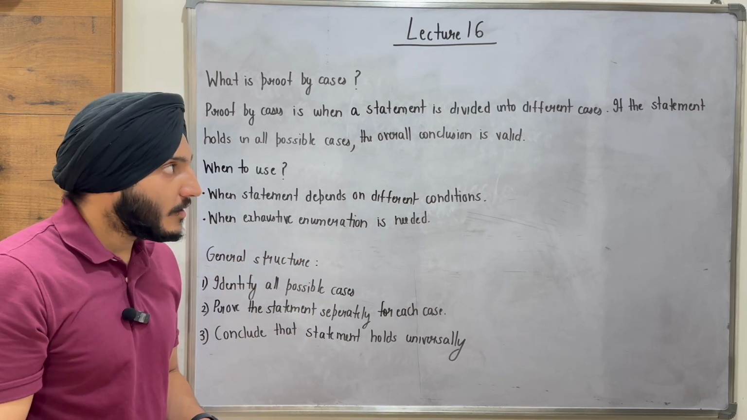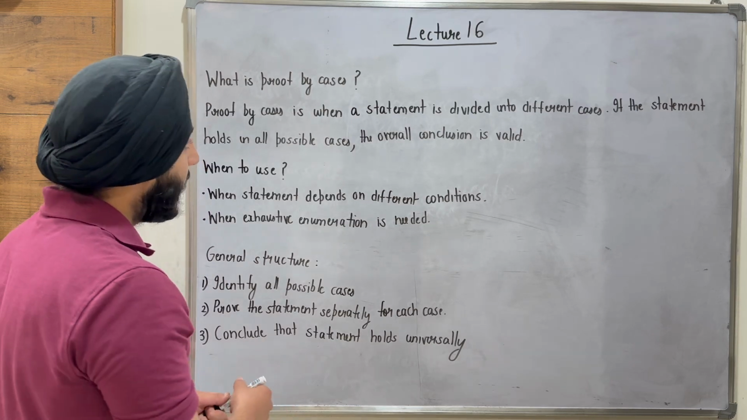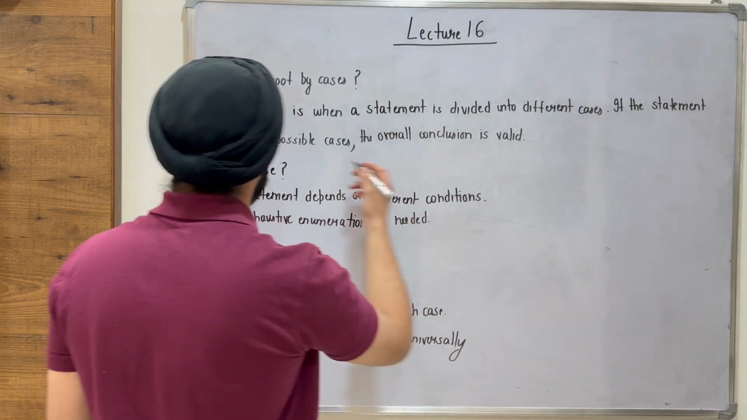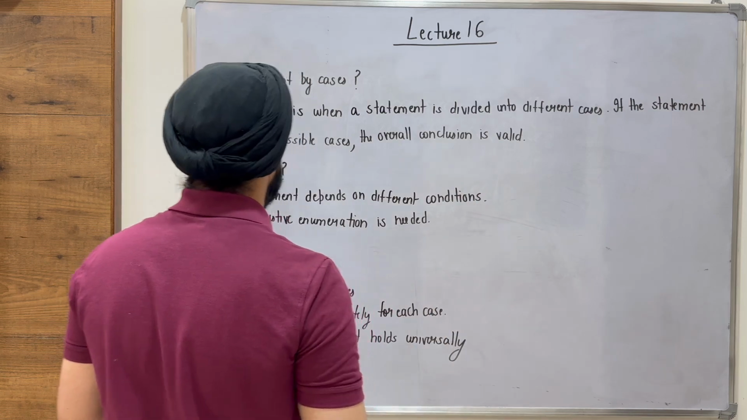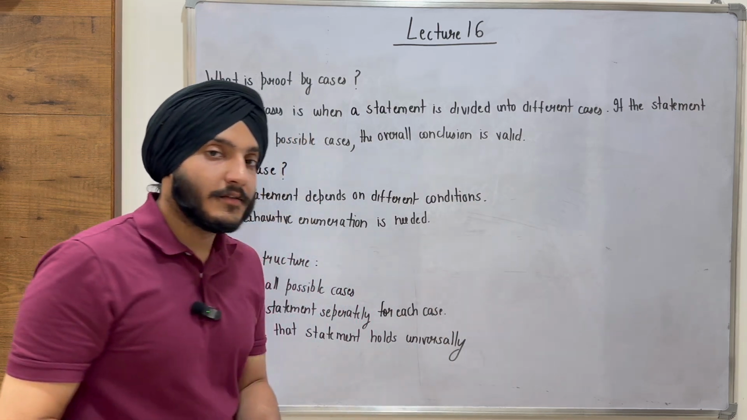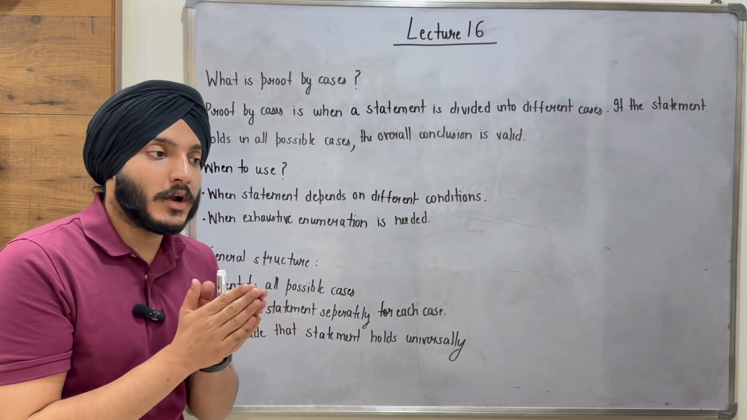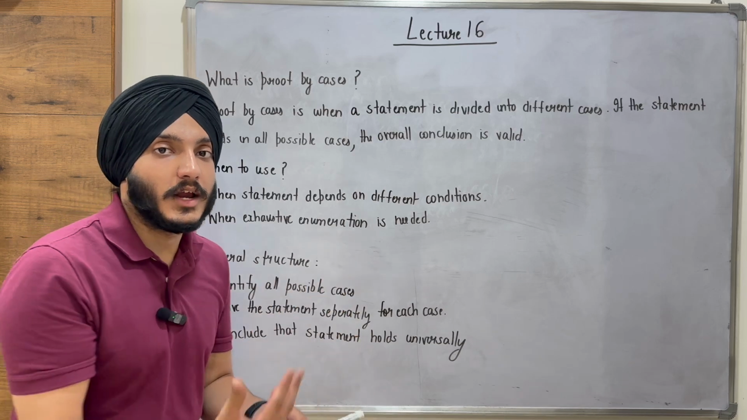Okay, so let's try to understand what different cases basically are. Proof by cases is when a statement is divided into different cases. If the statement holds in all possible cases, then the overall conclusion is valid. So the basic point is that I need to take a look at the statement. It might be the case that we are not able to directly reach the conclusion. Why? Because we need to take a look at different cases.